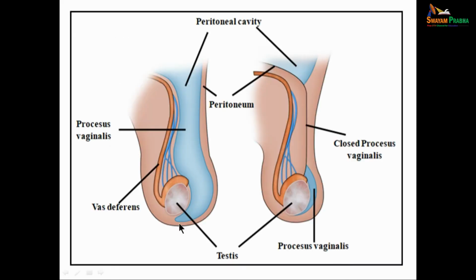Now this is just to make you understand. So this is the peritoneal cavity. This is the processus vaginalis. This one is closed after the testis gets descended. So sometimes it may remain patent and fluid gets collected in that, and that forms the different types of hydrocele, particularly the congenital, infantile, and encysted varieties.